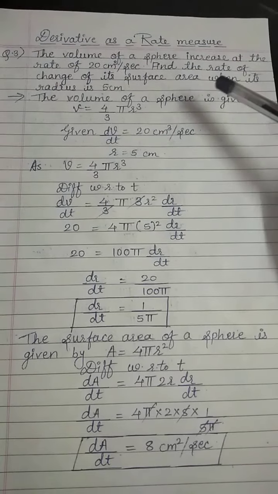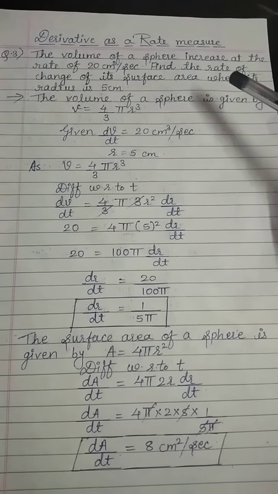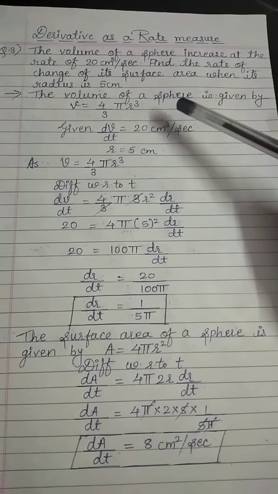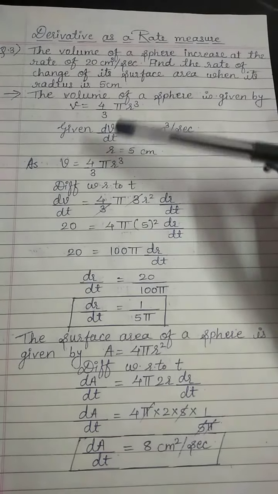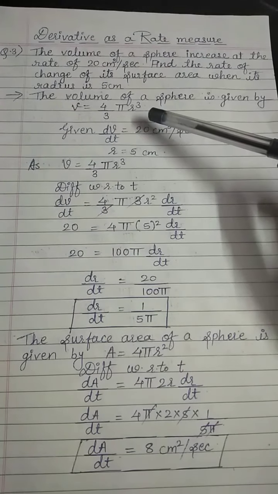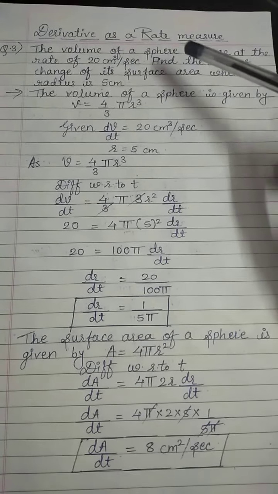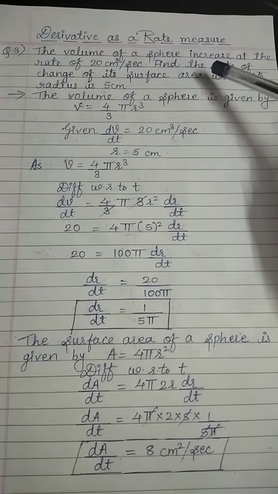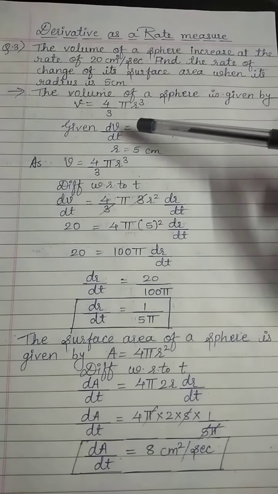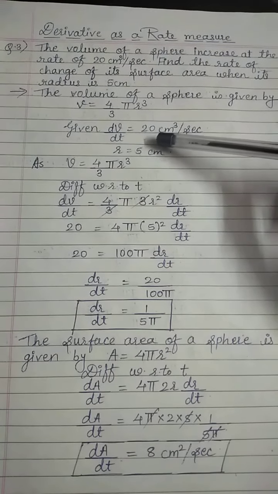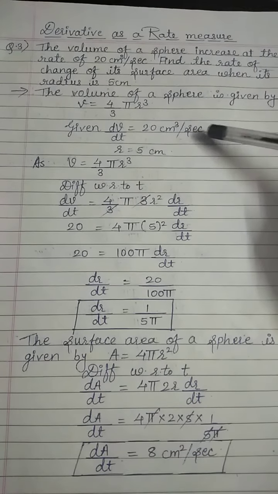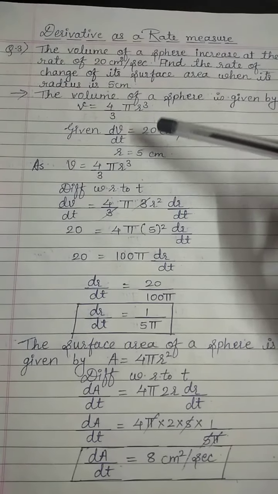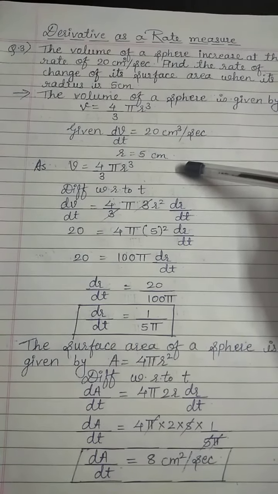Now here for this question we require the volume of a sphere and the area of a sphere. So volume of a sphere is given by the formula V is equal to 4 by 3 pi r cube. And here in the question it is given that the volume of a sphere increases at the rate, meaning dV by dt is equal to 20 centimeter cube per second. This value is already given to us, as well as the value of radius is given as 5 centimeter.